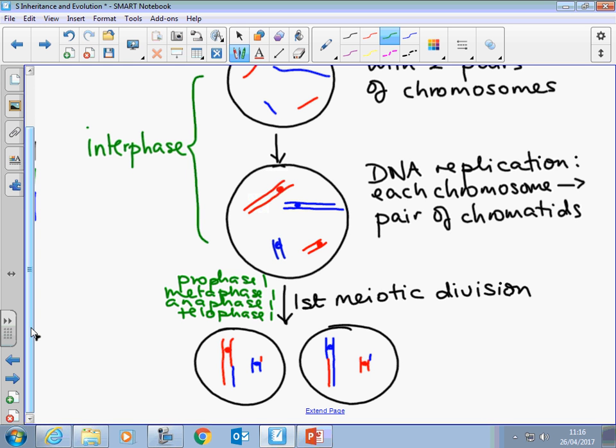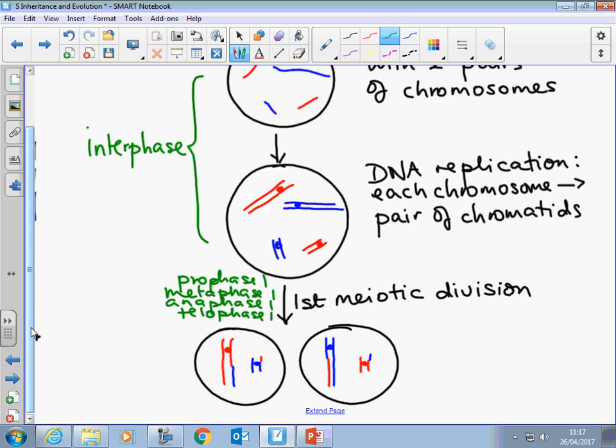All right. And you can be given diagrams where you have to identify a metaphase, let's say, in mitosis, meiosis 1 and meiosis 2, because they are completely different. They're all lined up across the middle. You get different numbers of chromatids.